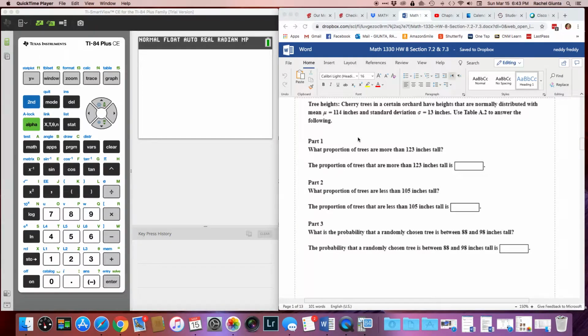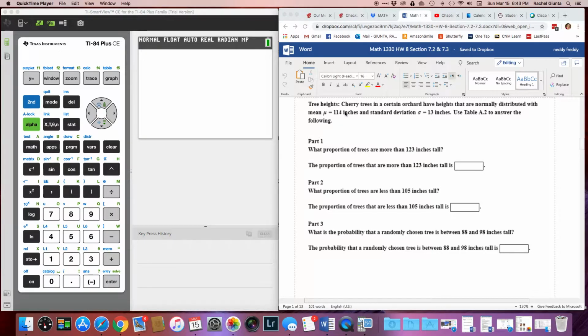So here's section 7.2, and these are really similar to the ones that you've already done in section 7.1. The only real difference in these is that they give you a mean and a standard deviation that you have to put into the calculator rather than keeping those numbers as 0 and 1.